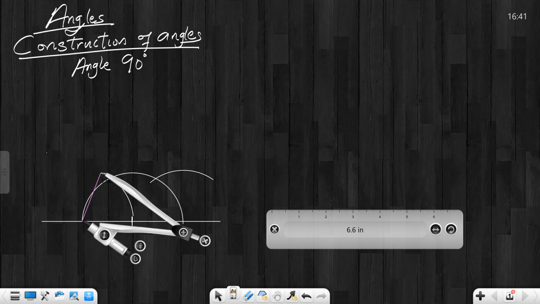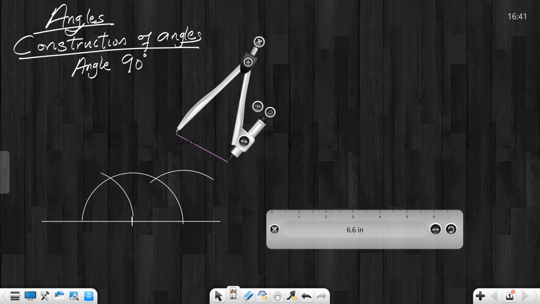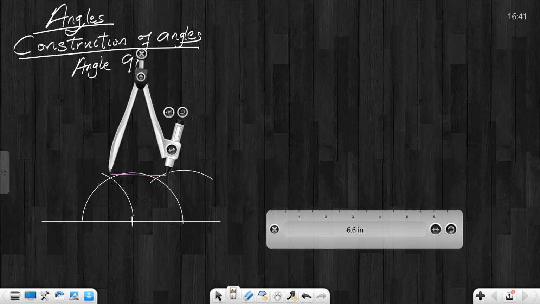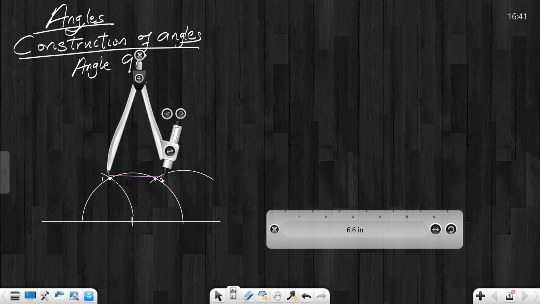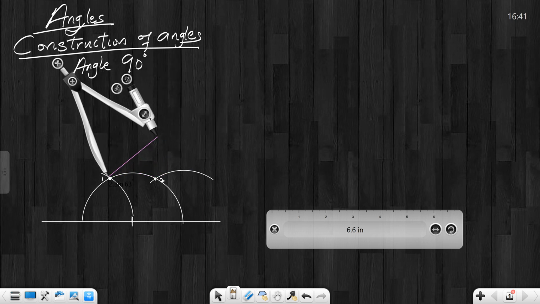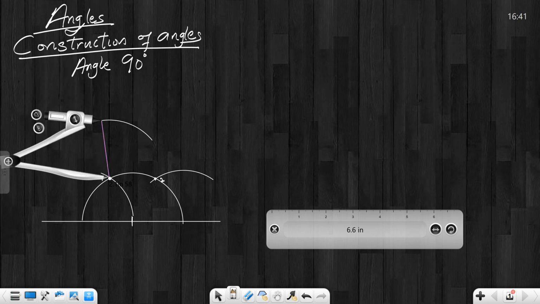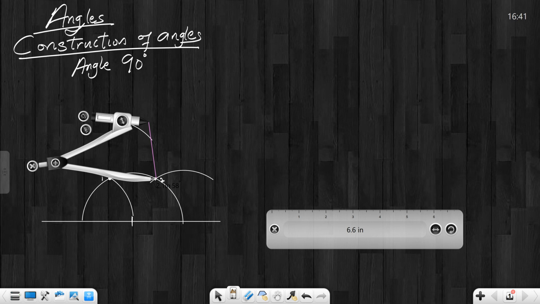Then I'm going to use the 2 arcs to construct my 90 degree. Now what will I do? I can extend my radius. I place it here, 1, and I place it here, 2, to construct my 90. If I place it here now, then I will draw an arc up. Here is 1 arc. The same radius that I used to do the first one, that's what I'm going to use to do the second one.